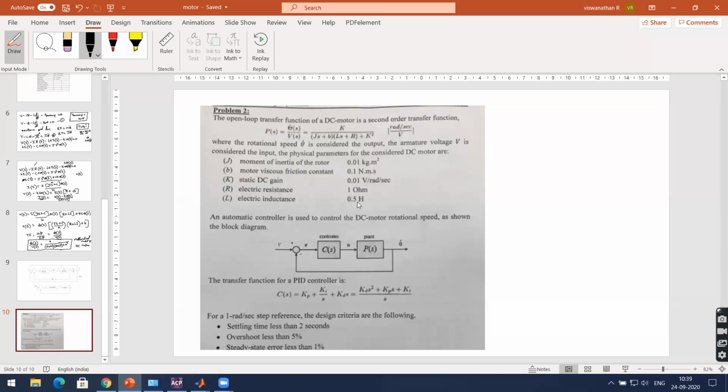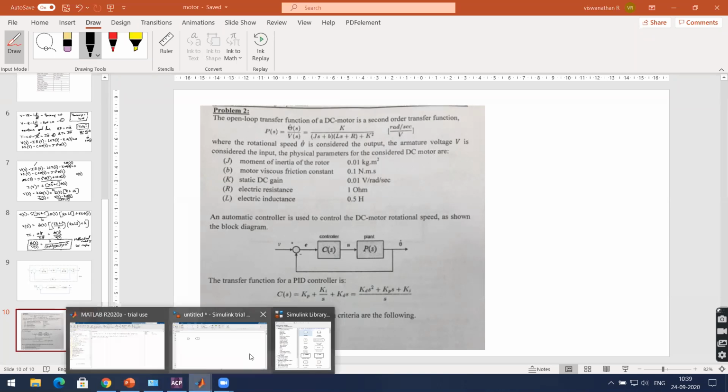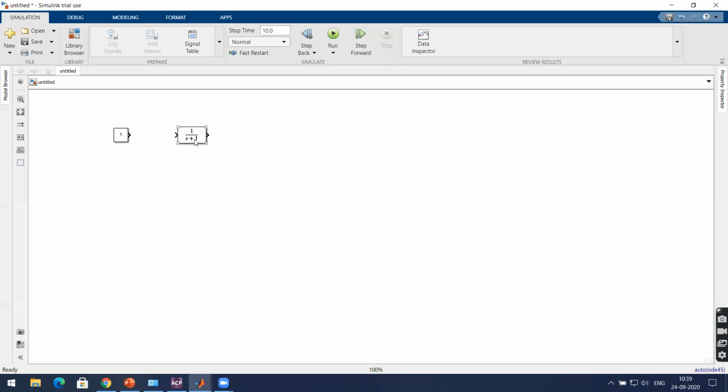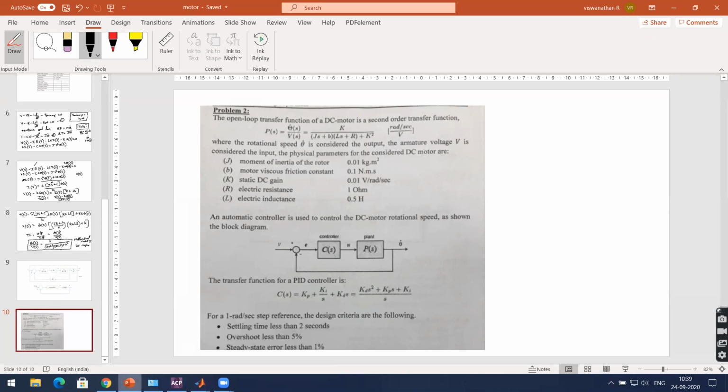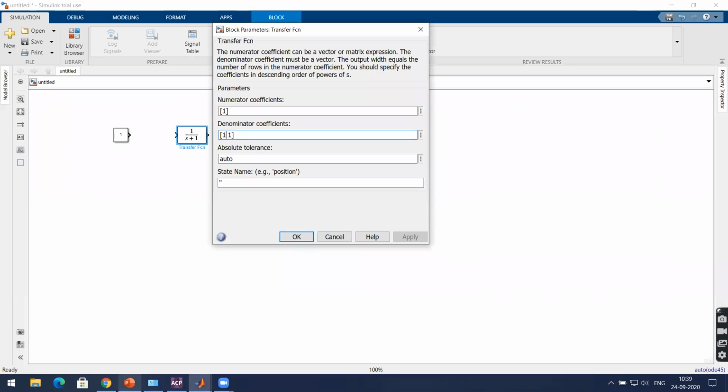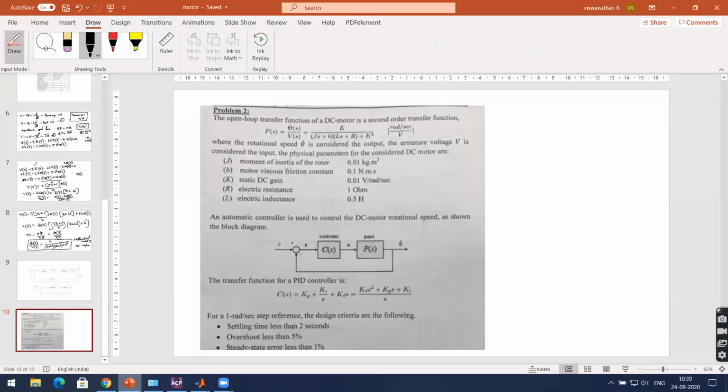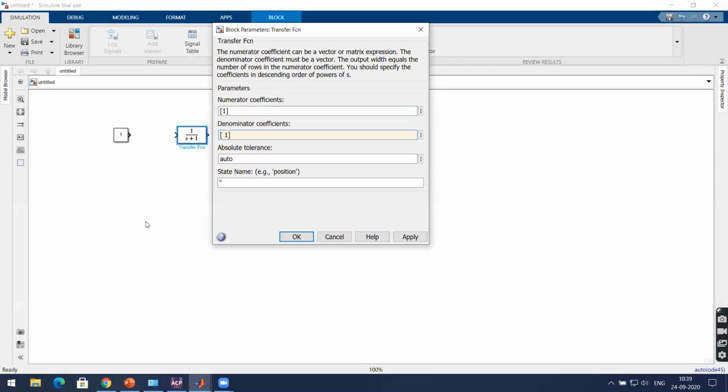Yes, sir. Follow? Okay. So this would be 1 divided by 1 divided by R is 1. R is 1 and L is 0.5. Okay. So first you need to put what?